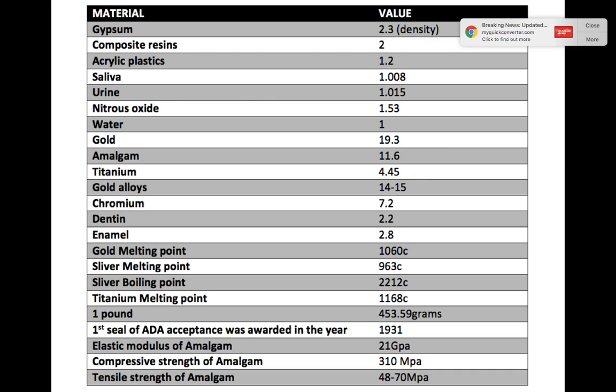The first seal of ADA acceptance was awarded in the year 1931. The elastic modulus of amalgam is 21 GPa, whereas the compressive strength of amalgam is 310 MPa, and the tensile strength of amalgam is 48 to 7 MPa. All these three are your star questions in your amalgam, both in dental materials as well as in your operative dentistry.